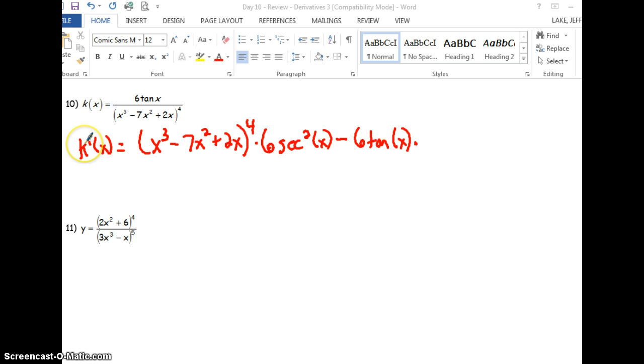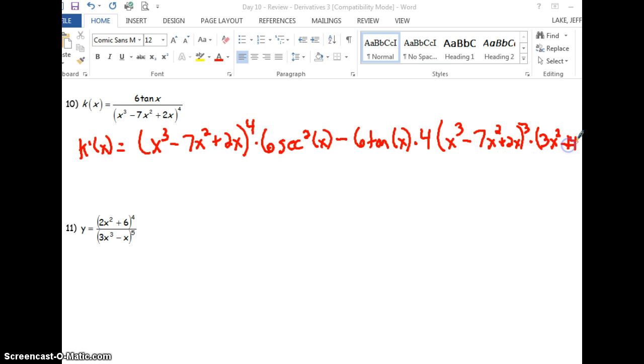And when you do the derivative of the bottom, you're going to have to do, again, like I said, the chain rule here. So it's 4 times (x to the third minus 7x squared plus 2x) all to the third. Okay, not negative, I'm sorry, all to the third. And then you take the derivative of the inside. So the derivative of the inside there is going to be 3x squared and then minus 14x.